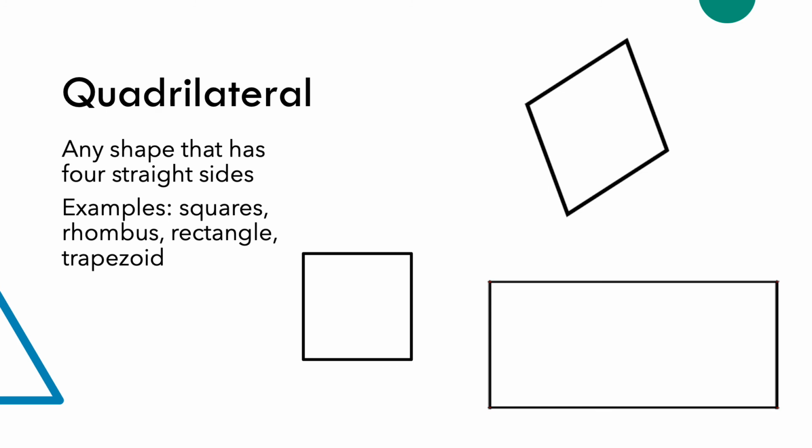The last two-dimensional figure we will be talking about today is a quadrilateral. A quadrilateral is any shape that has four straight sides. Examples are all figures that we've already discussed: squares, rhombuses, rectangles, and trapezoids.